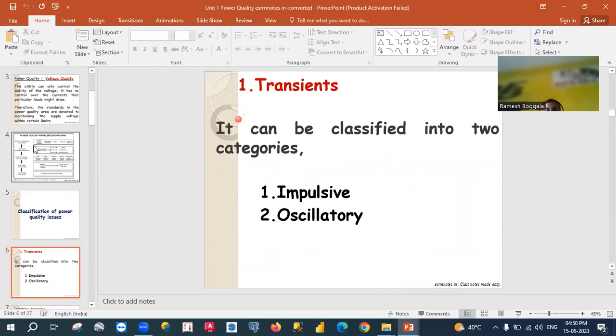First one is the transient. Transients are majorly of two types. One is the impulsive transient, another one is the oscillatory transient. Impulsive transient is a sudden non-power frequency change in the steady state condition of voltage, current, or both. The impulsive transient has only unidirectional polarity. This transient exists in either the positive or negative half cycle.